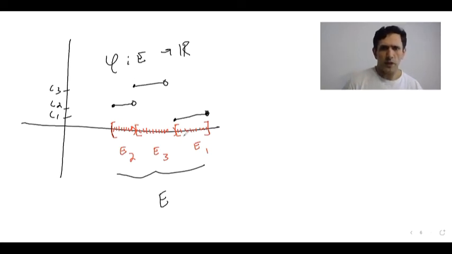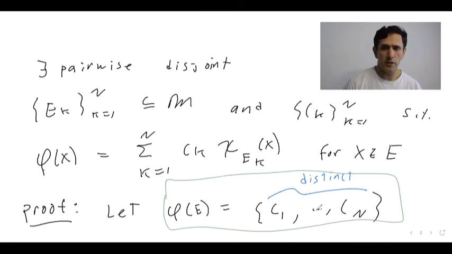And of course, writing E, or this actually partitions E, saying that the image is these C's. This definitely partitions E. And the C's could also be 0.